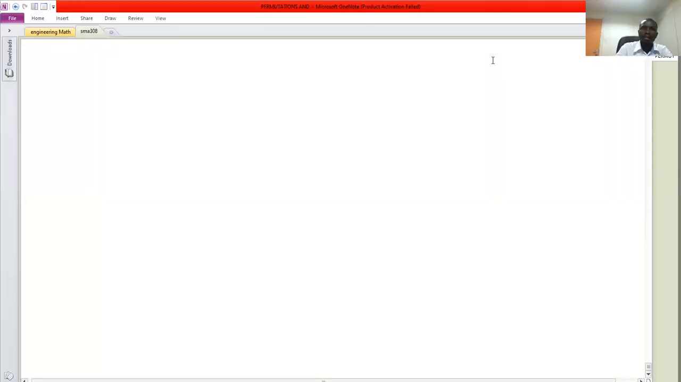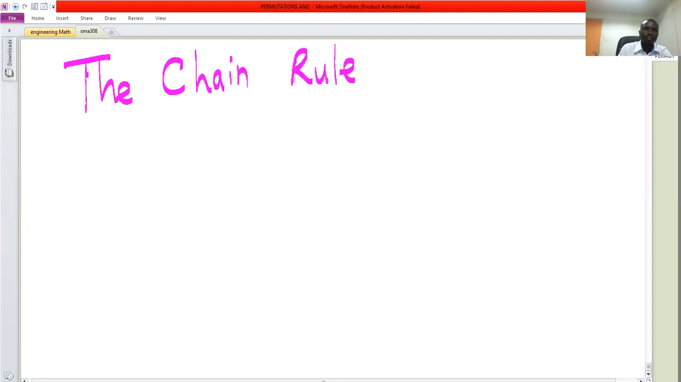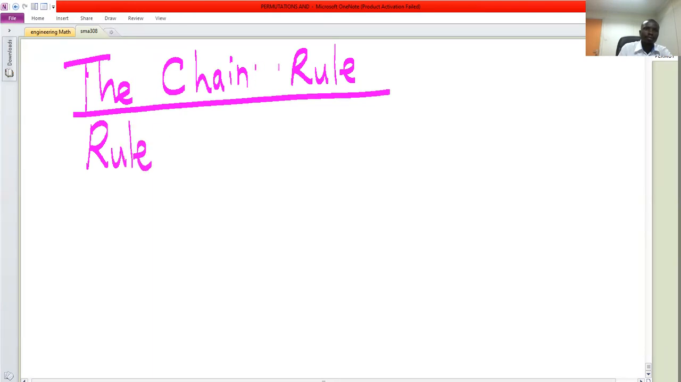Welcome in this session. In this session, we are going to state the second rule for the chain rule for functions of several variables. So we are now in rule number 2, which is for functions of one independent variable and three intermediate variables.